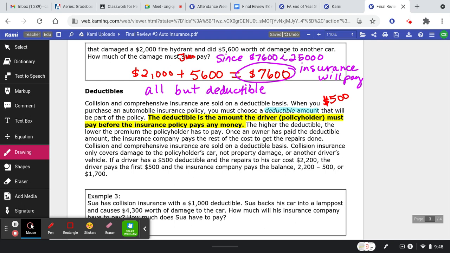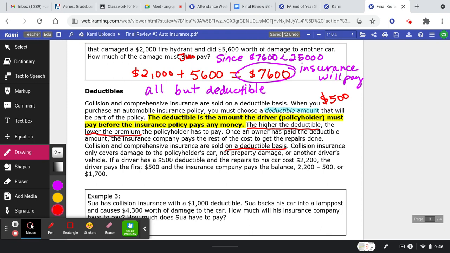So why wouldn't we all just go for really low deductibles? I'd rather pay a really low amount because the deductible is the amount that I, the driver, have to pay. So why wouldn't I make that a really low amount for all of us? Well, the higher the deductible, the lower the premium. We're always trying to save money on our insurance. So once the owner pays the deductible amount, the insurance pays the rest. But these insurance policies are sold on a deductible basis.